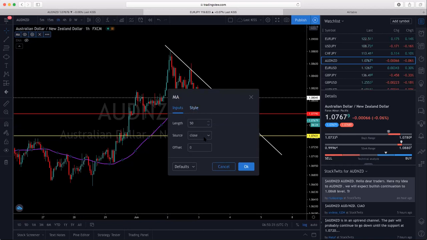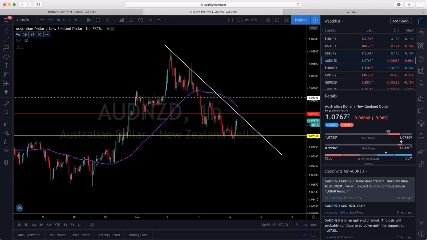So the input is 50, close, and 0. And then my style is just default, and I keep it purple. And I keep this hidden. So you'll see on my chart, I click on the little eye for hide on TradingView, and it will hide it. But when I want to use it, then I just put it on there.